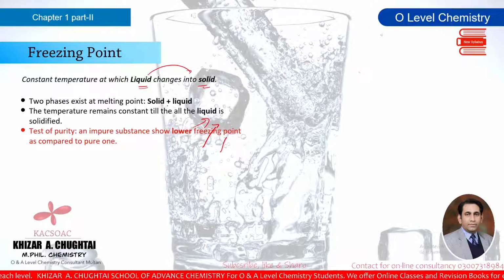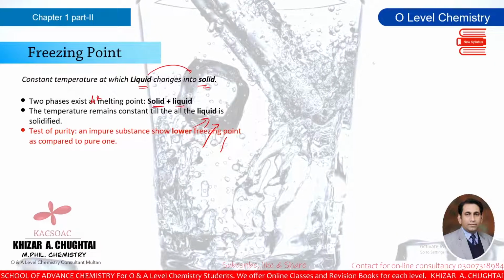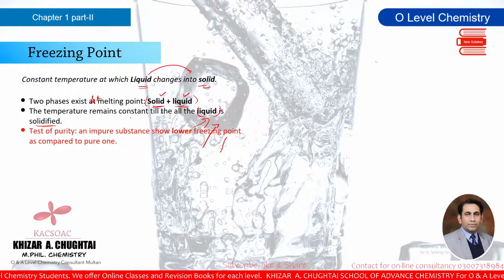Once again, two phases exist like the melting point, and they are solid and liquid. One will be the solid, one will be the liquid. Temperature remains constant till all the liquid is solidified. Once again, the temperature will remain constant till there is complete conversion of liquid into the solid state. Again, you can use this parameter for testing the purity of a substance. Test for purity: an impure substance has once again a lower value of its freezing point, not the actual one.